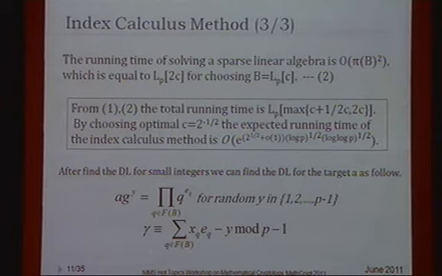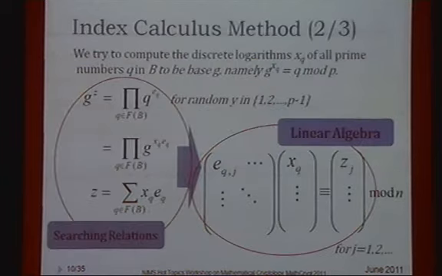How do you find EQ? EQ is, for example, if g to the x is 15, 15 means 3 times 5. It means the exponent of 3 is 1, the exponent of 5 is 1. Other exponents are 0, 0, 0, everything 0. You vectorize over integers. Then it is over small primes only.